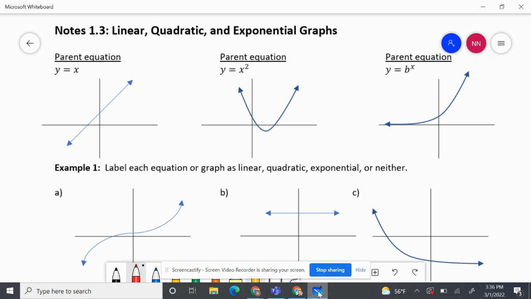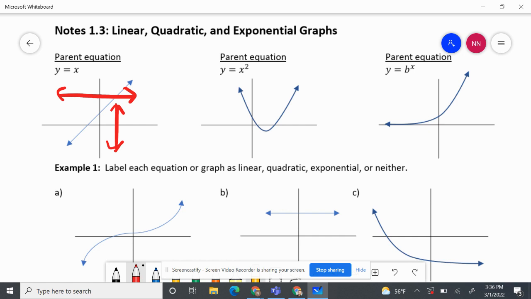What we're going to do is look at graphs and decide if it's linear, quadratic, or exponential. Now, a linear graph is going to be a straight line. So if we look at this y equals x, that's called our parent equation, this is our equation without numbers, y equals x. It could be a horizontal line. It could be a vertical line.